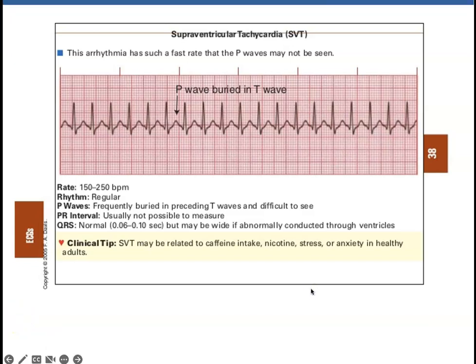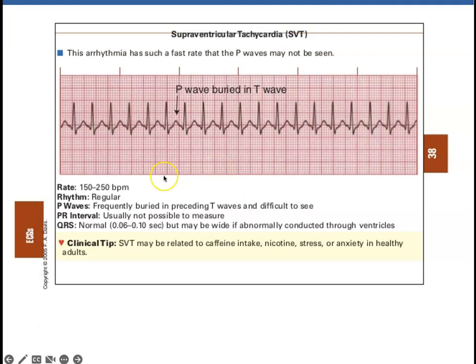Then what you are seeing here is called SVT, or supraventricular tachycardia. So here the rhythm origin is above the ventricles. Supra is above the ventricle. What happens here is that the heart rate is so fast that the P wave actually gets buried in the T, right? It's very difficult to see. But you see that the rhythm is still regular. It's just going really, really fast.